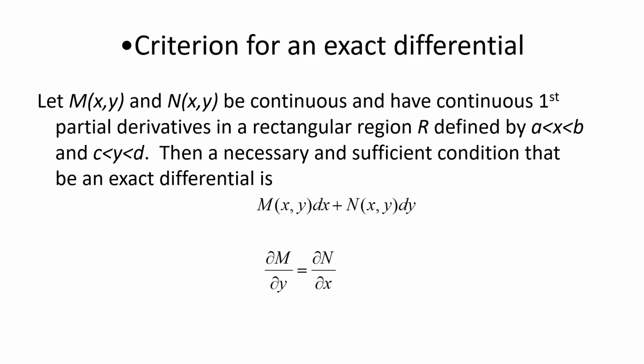All right, so to show that something is an exact differential, we can use the following criteria. Let M(x,y) and N(x,y) be continuous and have continuous first partial derivatives in a rectangular region R, defined by a < x < b and c < y < d. If this is the case, then a necessary and sufficient condition that the expression is an exact differential would be that the partial derivative of M with respect to y is equal to the partial derivative of N with respect to x.